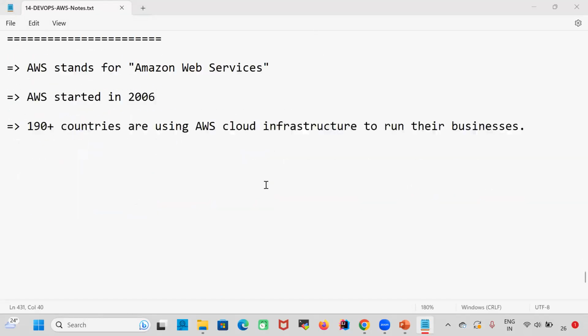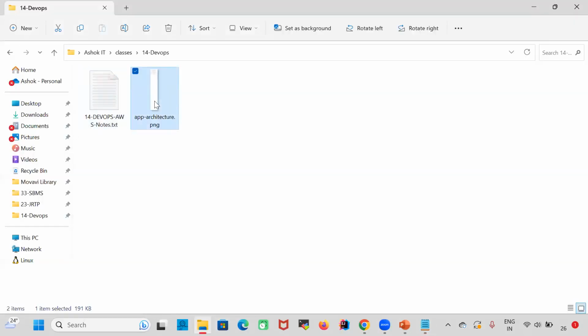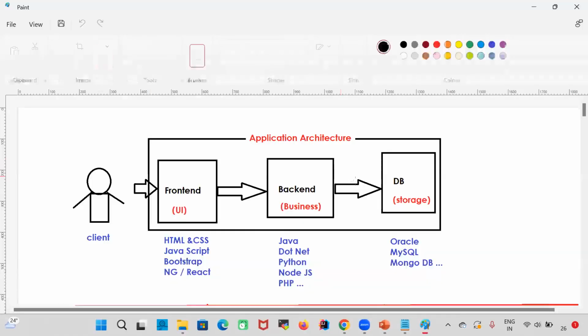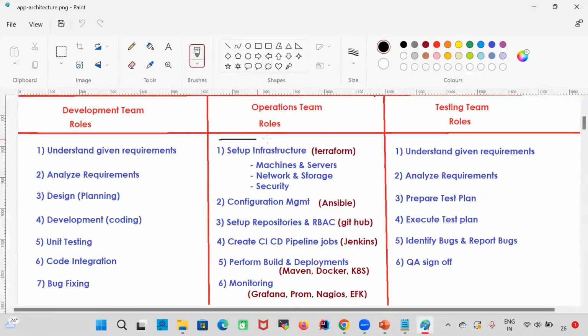Okay. As a DevOps engineer, yesterday I told you some roles and responsibilities. Let us see the diagram that we prepared for roles and responsibilities. What is the first point I mentioned in the DevOps engineer roles? Set up infrastructure. What is the meaning of setting up the infrastructure? Setting up the machines, servers, network, storage, security. Where are we going to set up these things? On-premises or cloud? Cloud. Which cloud? AWS cloud. Why AWS cloud? Pay for use. Whatever we need to run our business, we can take on rent from the cloud platforms.